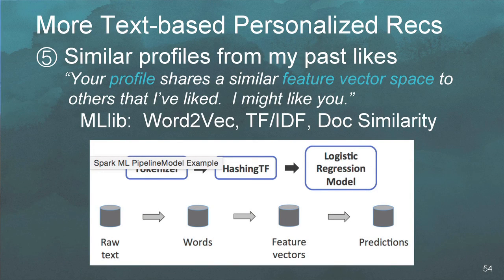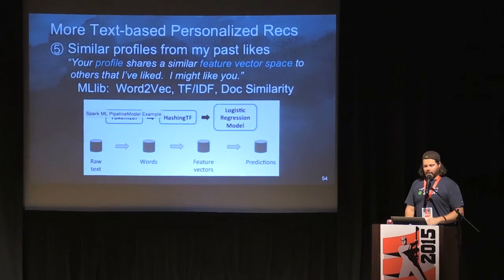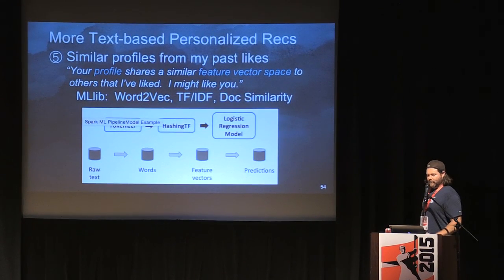This is kind of interesting too. People that I've liked, that's another signal. So take their profile and run another comparison against everyone else, and maybe surface some people that way. Here I threw in a common pipeline, right off the Spark ML page. In a common pipeline, you get the raw profile, tokenize it, split it up into n-grams, whatever you have to do, build feature vectors, run your models, and then generate predictions.